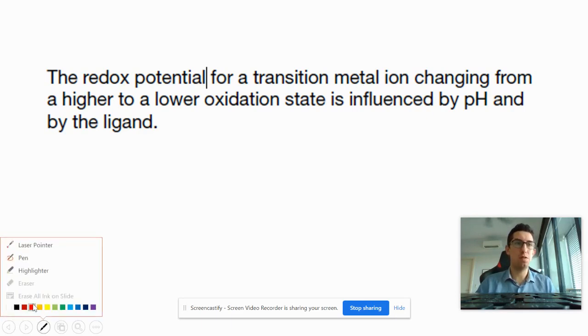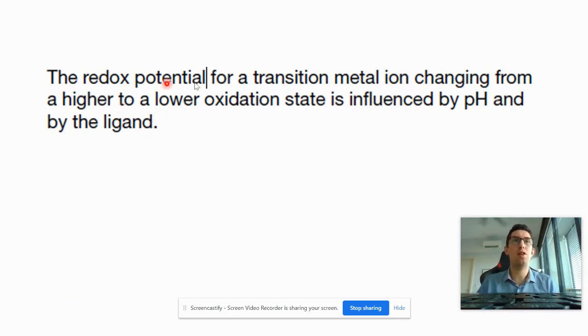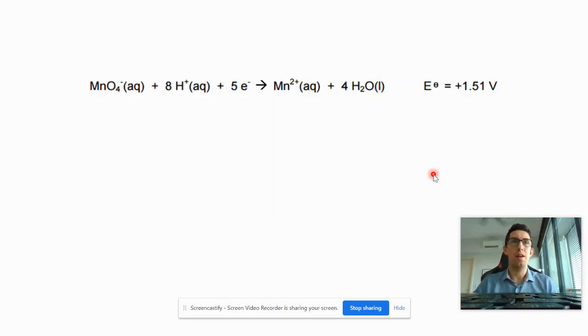So on my screen you can see it says the redox potential for a transition metal ion changing from a higher to a lower oxidation state is influenced by pH and by the ligand. At first this sounds rather complex, it's really not that complex. So let's have a look. Here is a transition metal ion, manganese plus 7, going to manganese plus 2, and you can see it's got a redox potential of plus 1.51 volts. Okay, and this is done in acidic conditions.